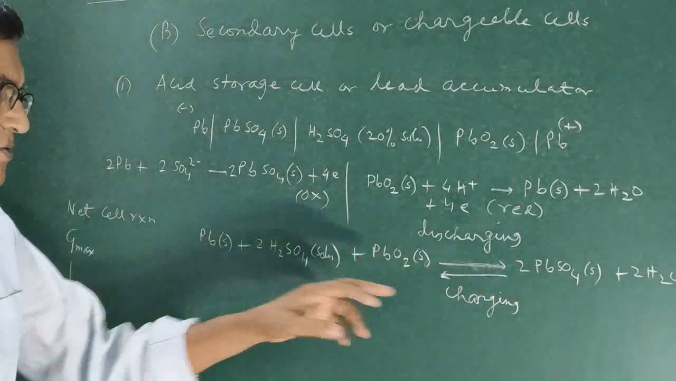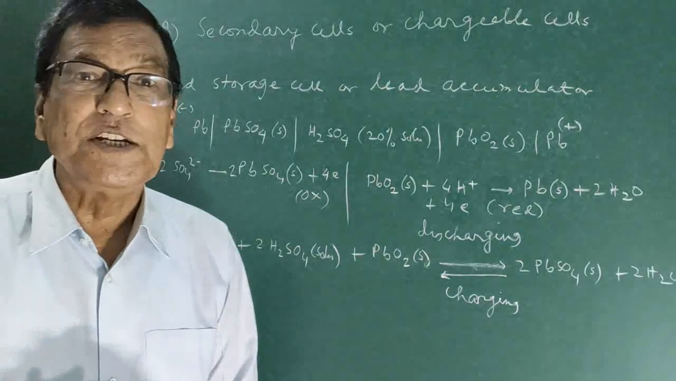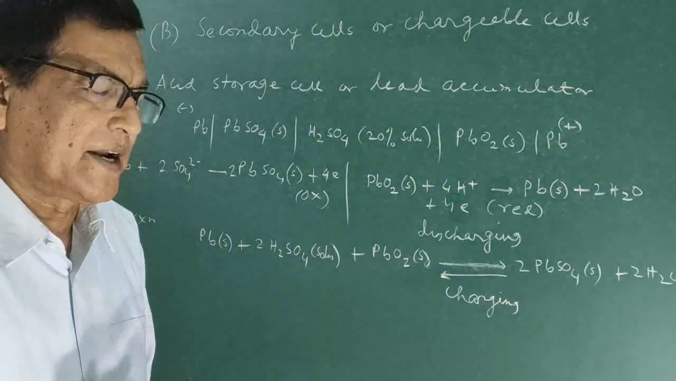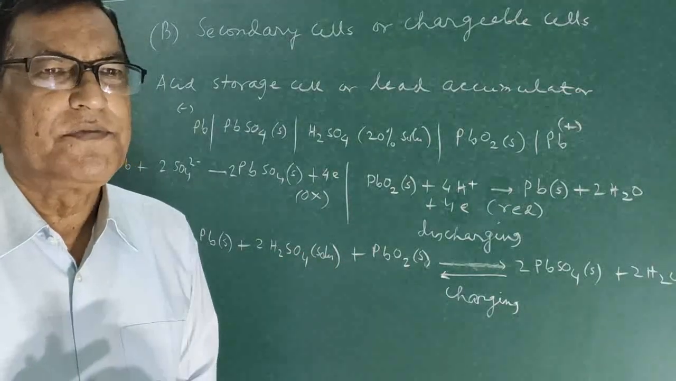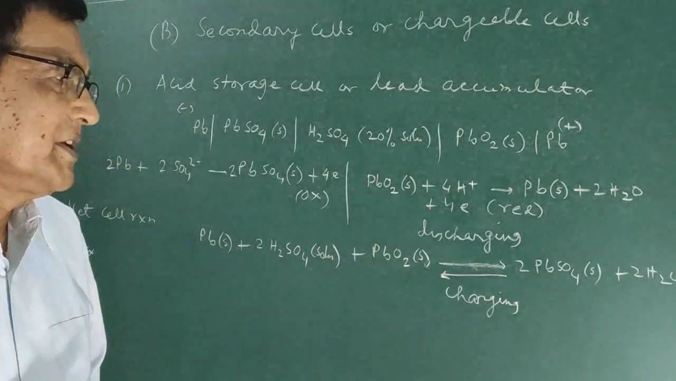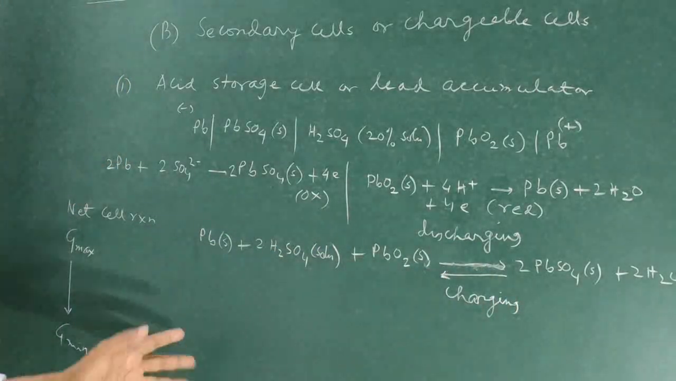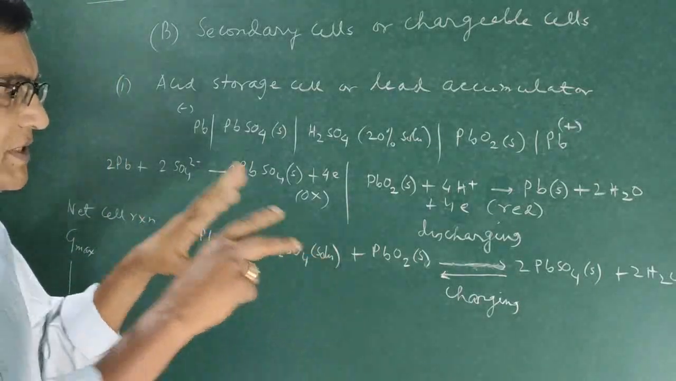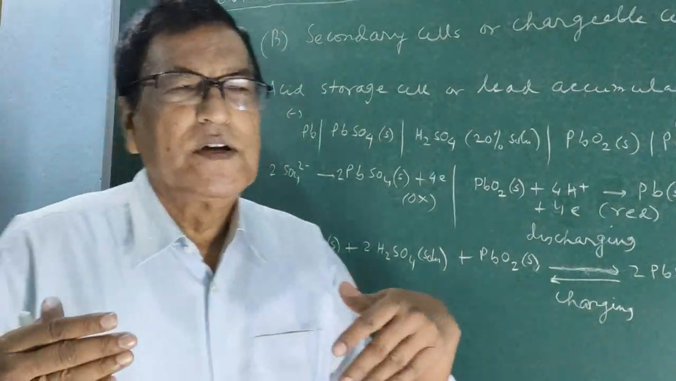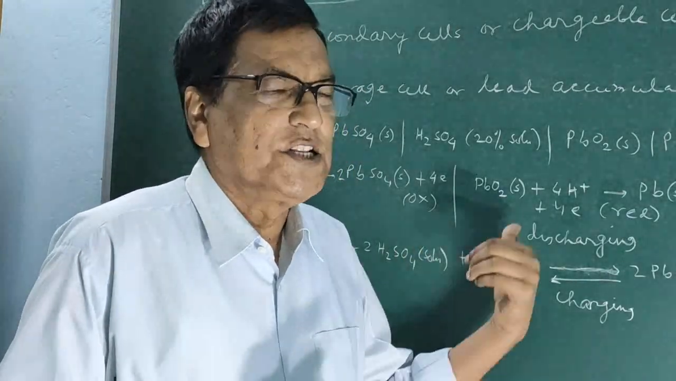Whenever charging occurs through the reverse reactions, lead is produced. Sometimes this becomes spongy lead, and this spongy lead will not react further. So after some time, say 5 to 6 years, the cell will be totally damaged and cannot be used again. It is very simple: once you charge this cell, the electricity remains stored within it, and whenever you require it, you just tap this electricity from the cell.